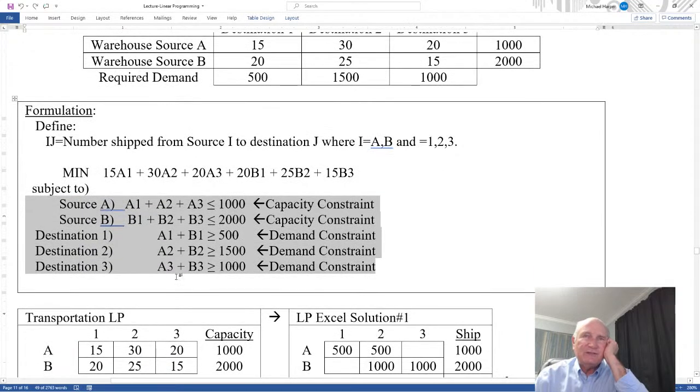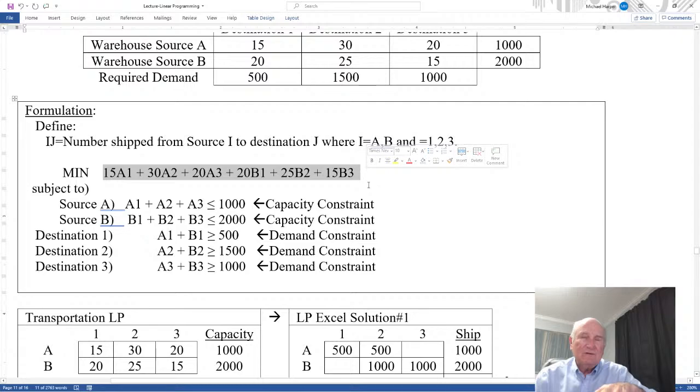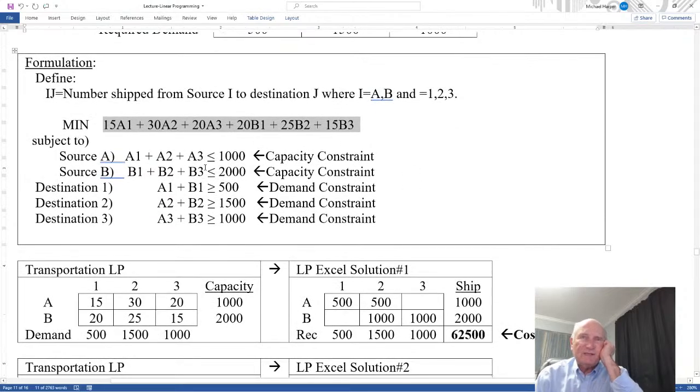Now, there are constraints that are not shown here down below, and that is the non-negativity constraints. I didn't put them in, but they are there, and there are 6 of them. All 6 of those decision variables are non-negative, greater than or equal to 0. So I have 6 constraints.